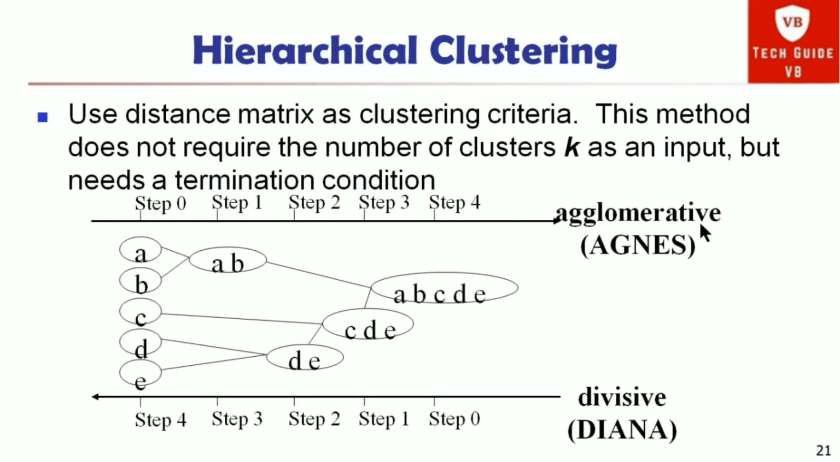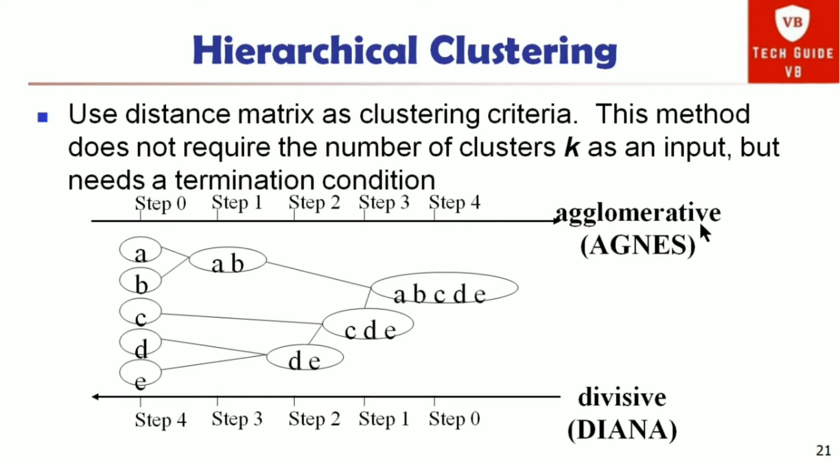So let's get started. Hierarchical clustering. What is hierarchical clustering? It uses the distance matrix as a clustering criterion. This method does not require the number of clusters k, as k is required in k-means clustering, which is the partitioning method. In hierarchical clustering, k is not required, but a termination condition is needed. This is the difference between the partitioning method and the hierarchical method.